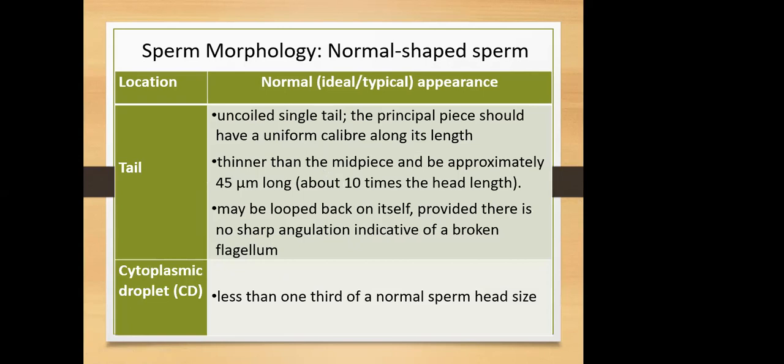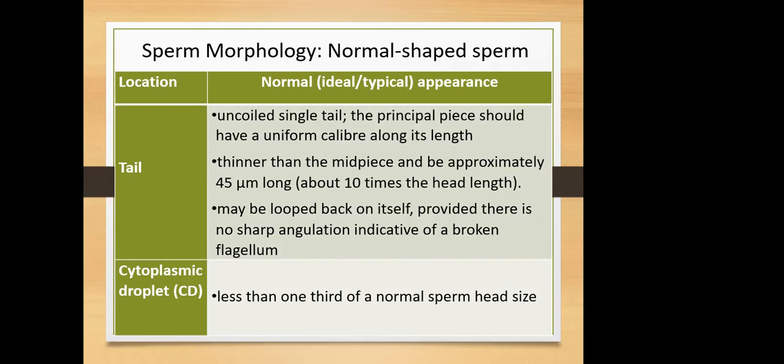The tail is normal, uncoiled, and single tail. Now, it says uncoiled. That doesn't mean that it should always be straight. You look at it as you move along. It should be uncoiled, single tail.